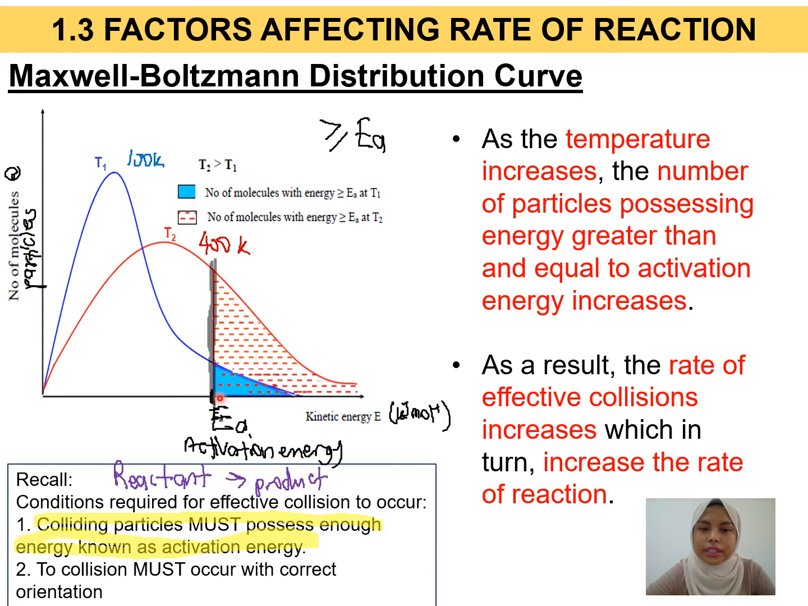Alright, and then the area under the curve ni, kalau if you look at temperature yang pertama, okay, selepas dia melepasi activation energy ni, this is the only area under the curve for T1 yang melepasi activation energy. Okay, so if you look dari sini sampai sini, this area under the curve ni represent the number of molecules with energy greater than or equal to activation energy at temperature yang pertama. So you tengoklah number of molecules dia yang melepasi activation energy ni sikit ke banyak? Sikit. Okay, sikit.